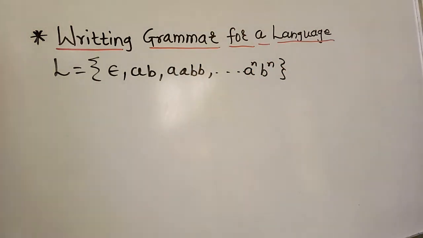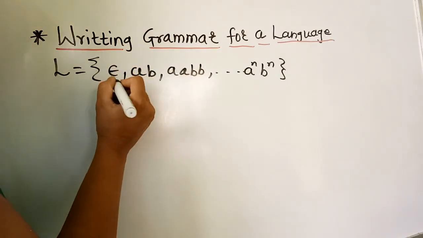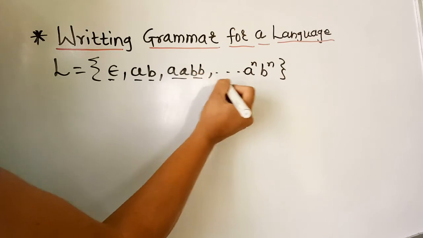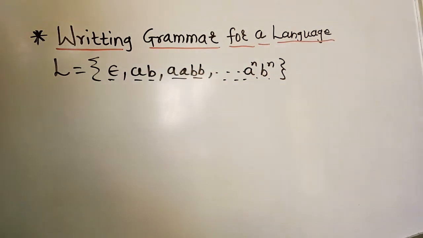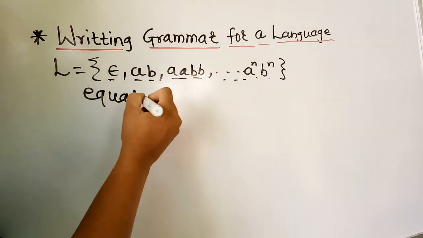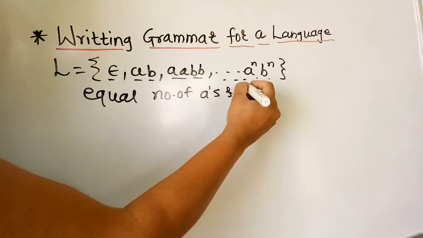After seeing this language carefully, we get the idea that it is nothing but a language having equal number of A's and equal number of B's. Why? Because here epsilon means 0 A's 0 B's, then 1 A 1 B, 2 A's 2 B's and so on. A raised to N, B raised to N means N will be the same for both, means equal number of A's and equal number of B's. So this is a language for equal number of A's and B's.